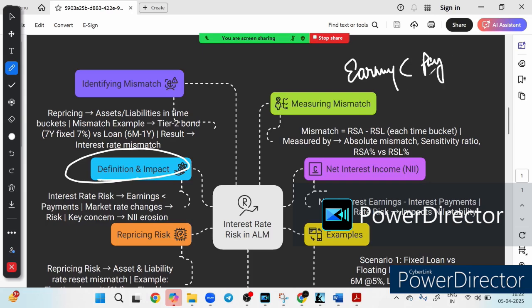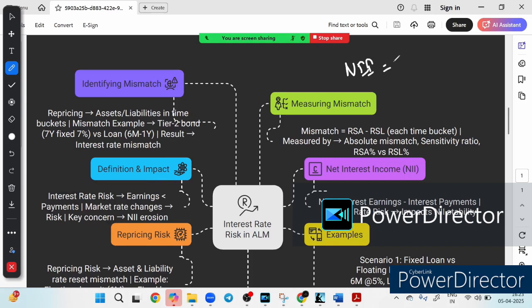Or a better word to use, your expense. Whenever your earning is less than expense, this will create interest rate risk. And when market rates change, the bank may pay higher interest on deposits but earn lower interest on loans. That is what we call NII. You know what NII is, net interest income, which is interest earning minus interest expense.